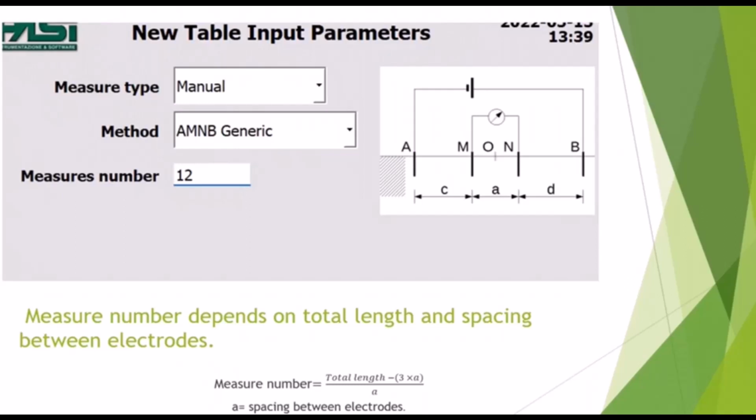The measure number depends on the total length and the spacing between electrodes. To calculate measure numbers, we have a general formula: n equals (total length minus 3 times A) divided by A, plus 1. Here A represents the spacing between electrodes.